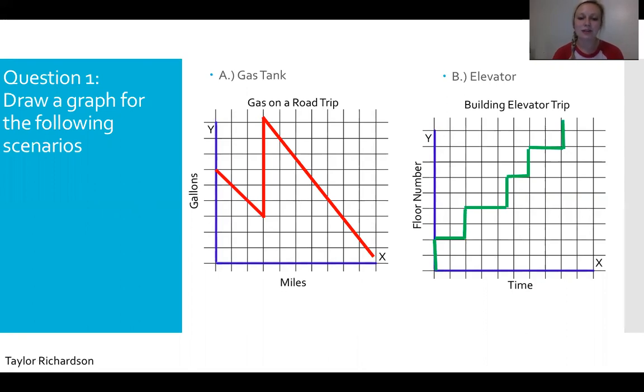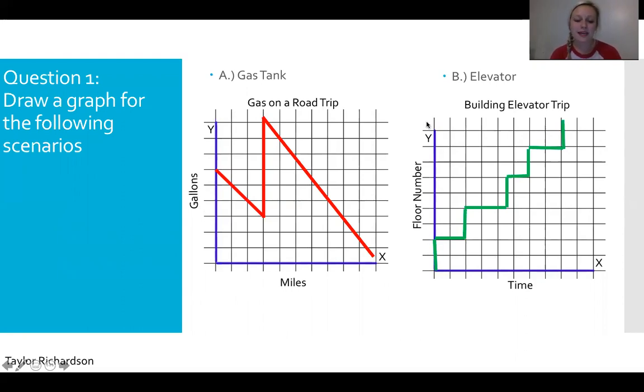And then you can see once it fills up, once the line gets all the way to the top of the y-axis again, it starts going back down as it continues along the x-axis. You can see my labels on the x and y axis. The y-axis is labeled gallons. It represents the gallons in the tank, the gallons of gas the tank holds. And the x-axis represents the miles that the truck has driven.